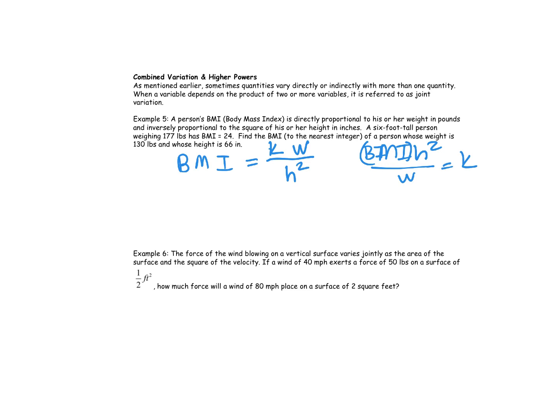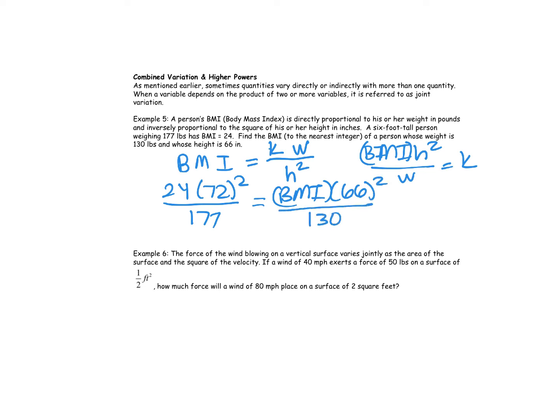So for the first, I know that BMI for this 6-foot-tall person is 24. So remember, height's in inches. So 6-foot-tall is 72 inches, and that's going to be squared, divided by this person weighs 177 pounds, equals BMI for the second, which is what I'm trying to find. The height of the second is 66, I'm going to square that, divided by a weight of 130.